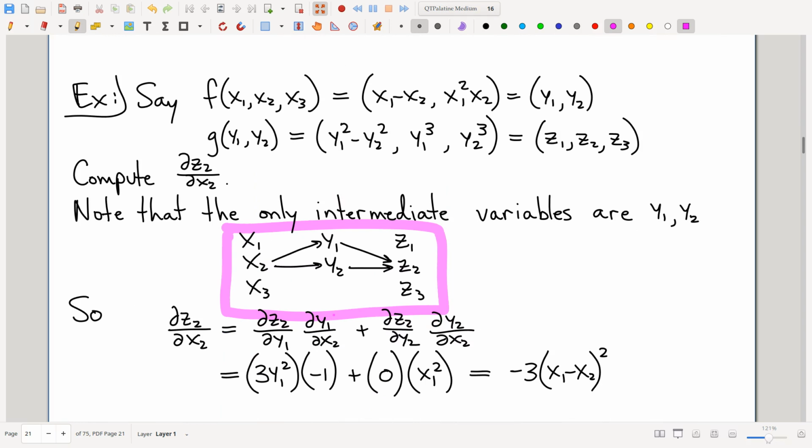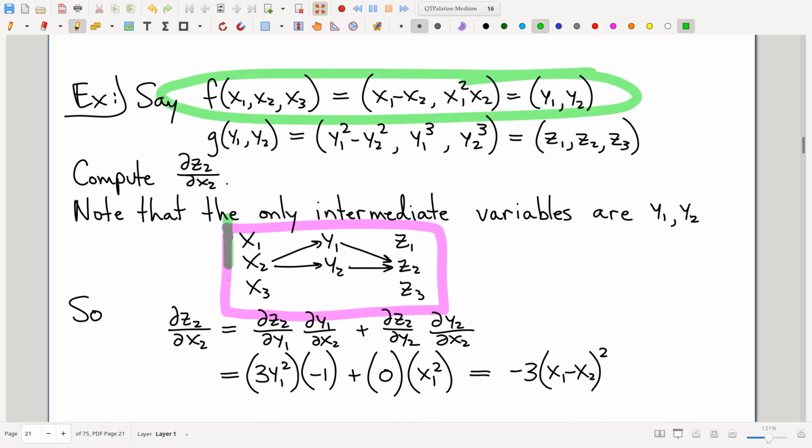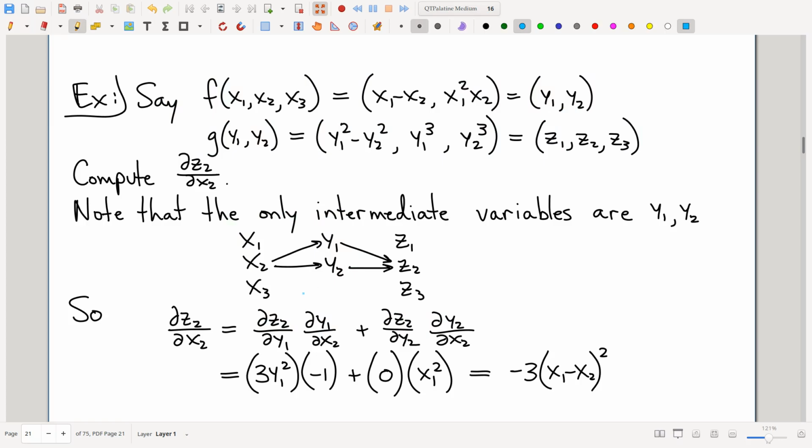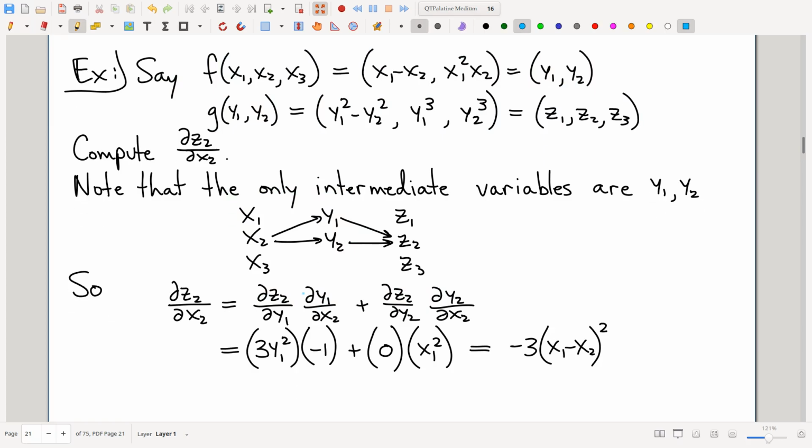Okay, so draw your diagram. F that takes x's and gives y's is there. G that takes y's and gives z's is here. I now have a diagram that shows what influences what. The question says, as x2 changes, how does z2 change? And how many different paths are there?